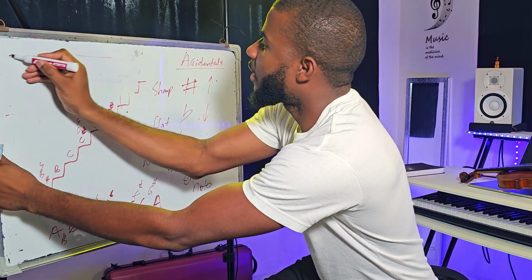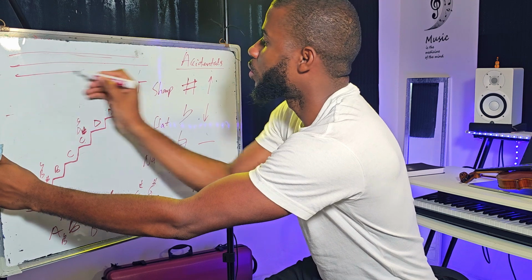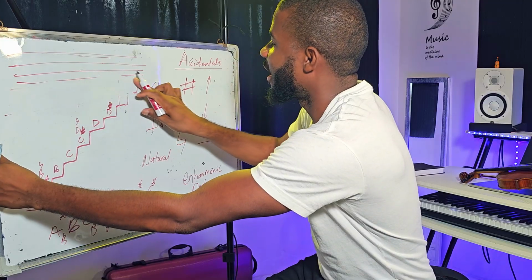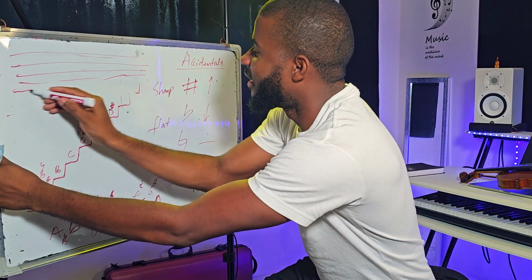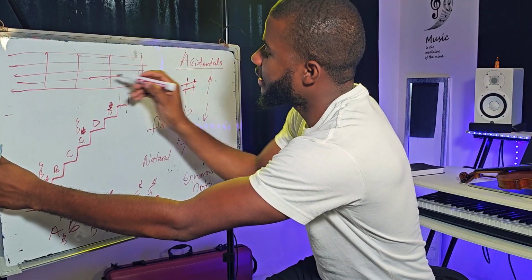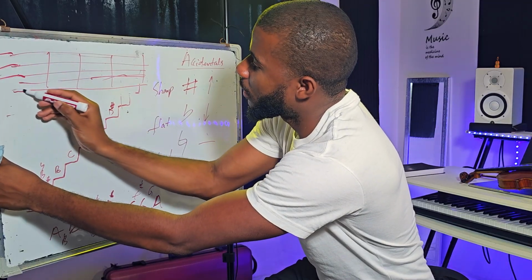Right, so just like we have accidentals. This is your staff, your 5 lines and 4 spaces. That's your staff, your 5 lines and 4 spaces. Just like we have accidentals that affect the notes within one bar.